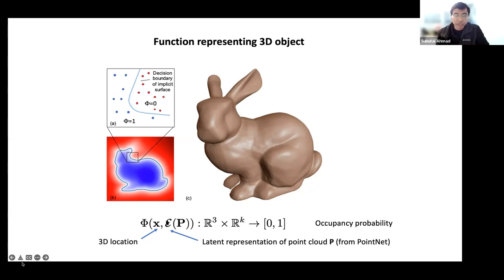Okay, so this function would be trained on lots of objects or just one object? Yeah, that's a good question. I'm trying to figure out why we need phi if it's just one object. You have the point cloud, and you could just interpolate and see whether it's in or out.